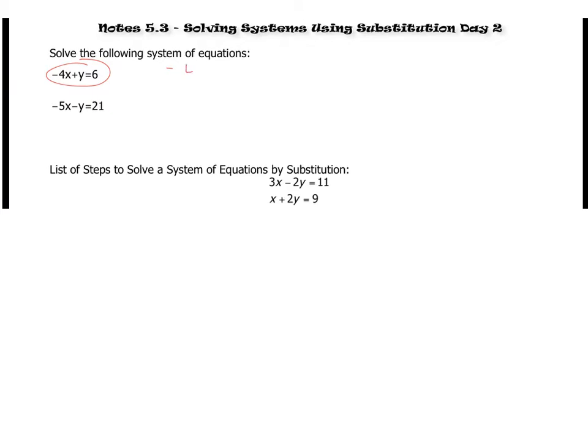So I have negative 4x plus y equals 6. The reason why this one is easier is because you don't have to divide by negative 1 again, because remember that's a negative 1 in front of that y. So you're going to add 4x to both sides, and now y equals 6 plus 4x. Okay, we solve for y.